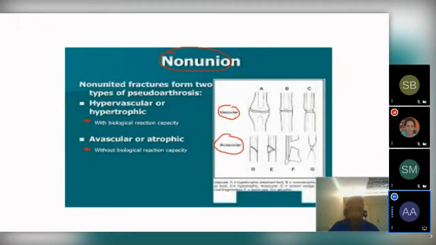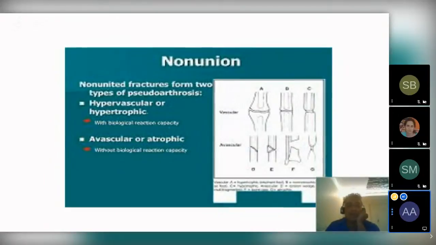The ends of the bones are vascular. If they are vascular, it means biology is still not dead. So how will you know? On X-ray you can easily make out whether the vascularity of the ends is remaining or completely gone.